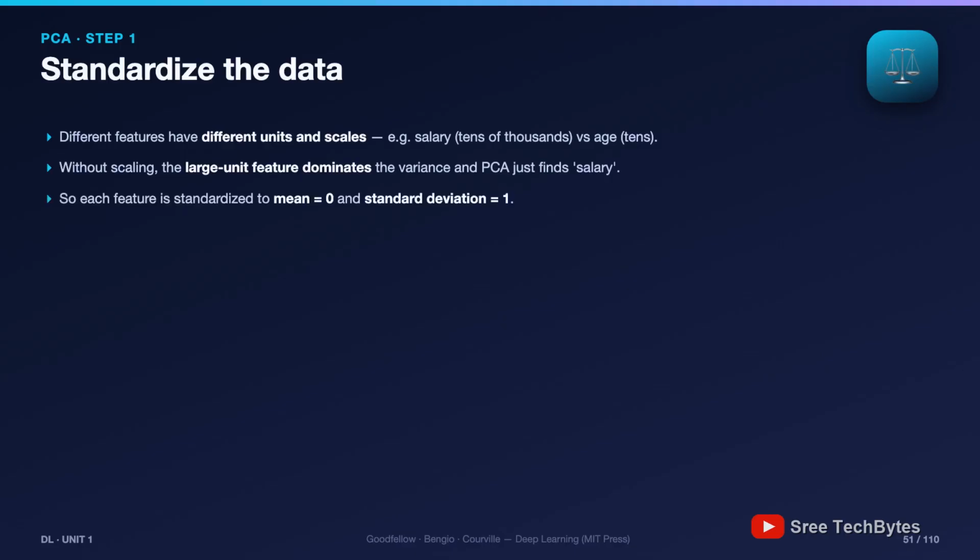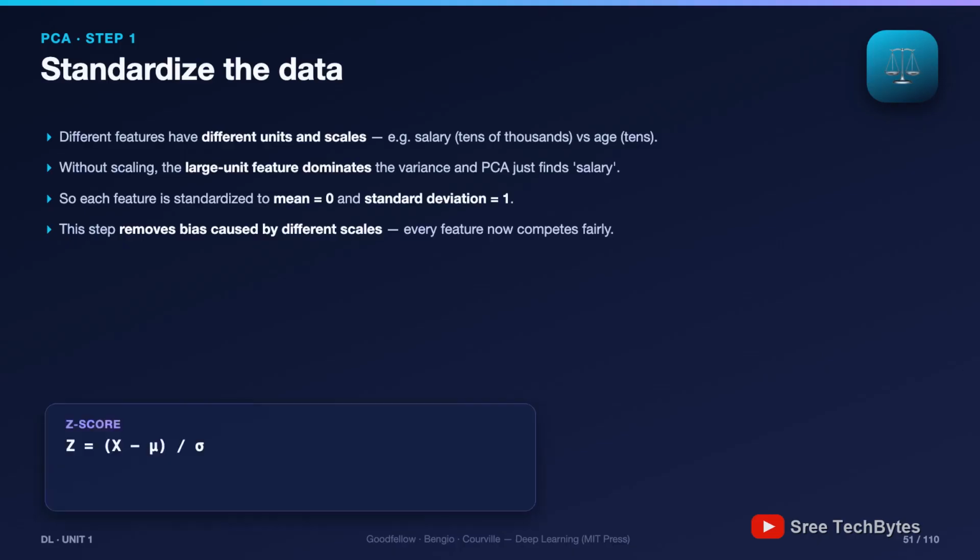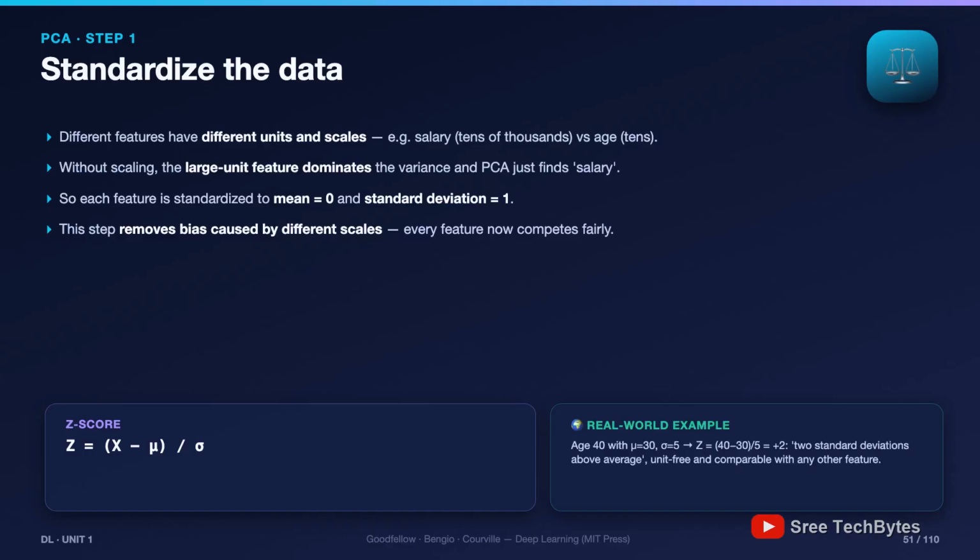Subtract each feature's mean, divide by its standard deviation. After this, every feature has mean 0 and standard deviation 1. Everyone competes fairly. A quick example so it sticks. Age 40, when the average is 30 and the deviation is 5: z equals 40 minus 30 over 5, equals plus 2. Read it as 2 standard deviations above average. And notice the units vanished. Z-scores are pure numbers, so salary and age can finally be compared apples to apples.